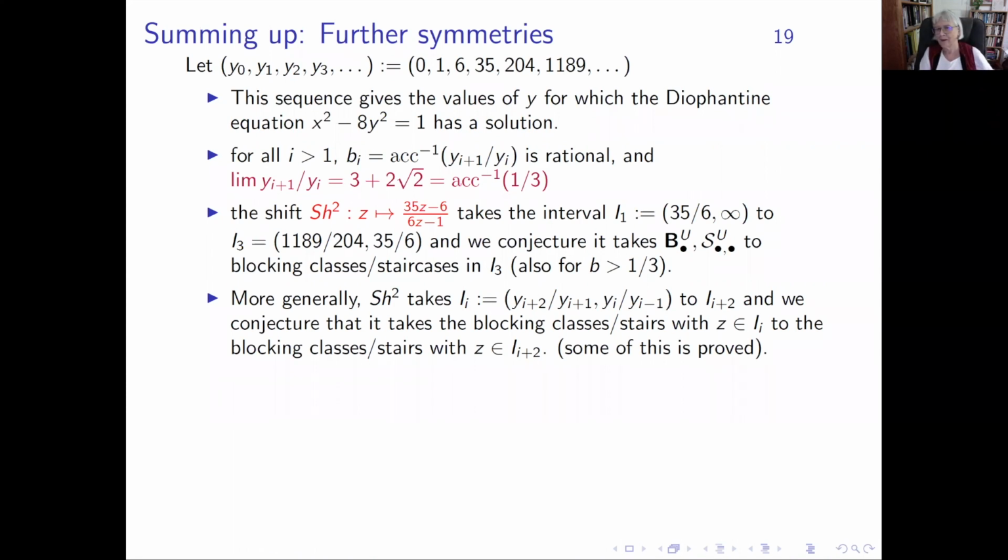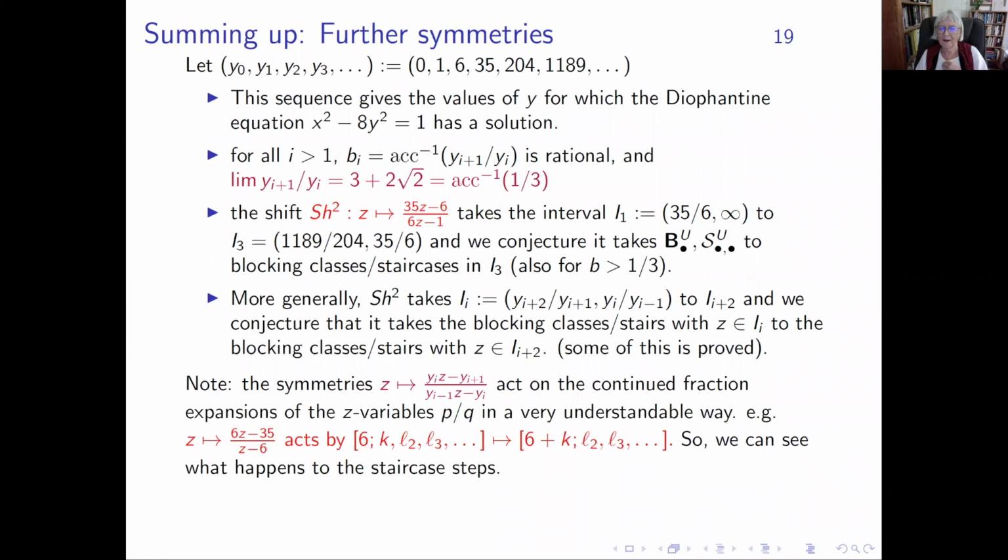If b is bigger than a third, it preserves that. If b is less than a third, it preserves that. And some of that is proven, but not all of it. And then the claim is that these symmetries of this form behave really nicely in terms of continued fractions. So if you look at this symmetry, which looks rather horrible, you think, what on earth are we looking at that for?